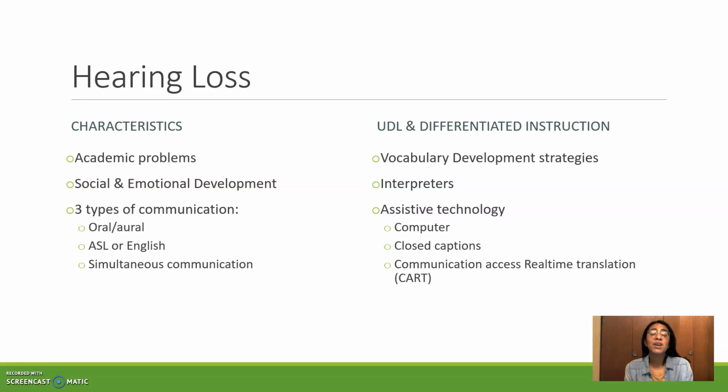And interpreters are very crucial for this because we need to make sure that the student is learning what is being taught. And if there is no communication between American Sign Language and English, then the student's not going to learn. Assistive technology, such as computers and closed captioning, are important for the student to have so that they are included in the classroom.